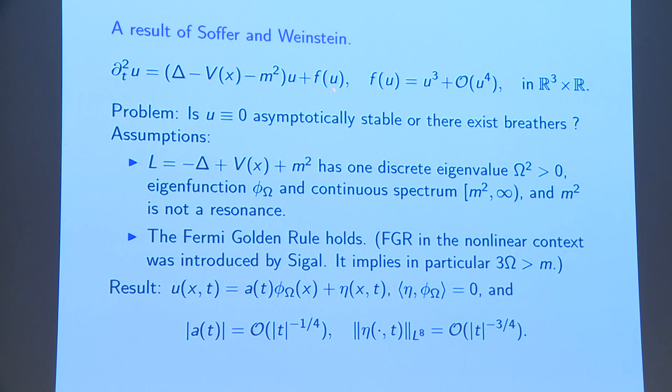'99. What they did is they considered this type of nonlinear Klein-Gordon equation with cubic nonlinearity with a potential in three-dimensional space. The potential, of course, is introduced just to avoid translations, so to fix the object they were interested in. And what they were interested in is similar questions, the asymptotic stability of zero. Remember that I reduced already my problem to asymptotic stability of zero. It's very similar. And they make certain assumptions on the linearized operator.